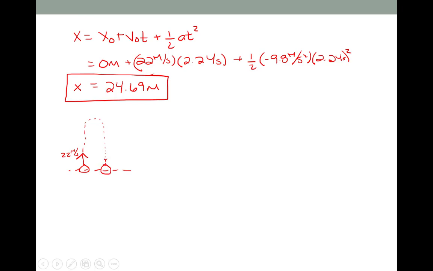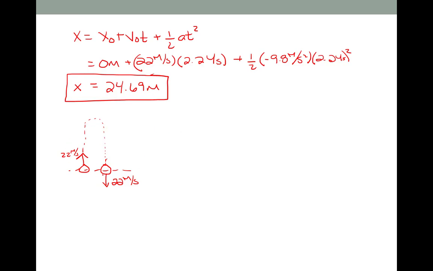My argument by symmetry is that the time up has to equal the time down, and the velocity up will equal the velocity down in magnitude, but the direction will have flipped. Now let's see if we can prove that.